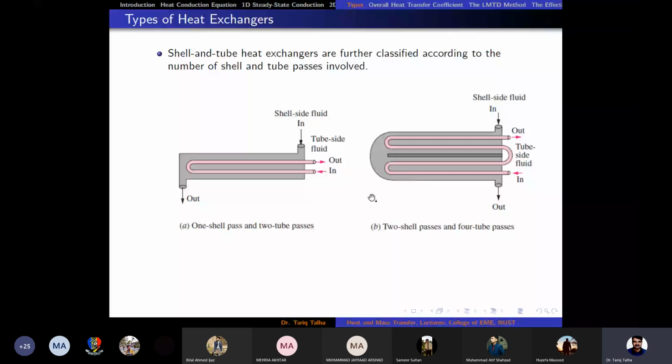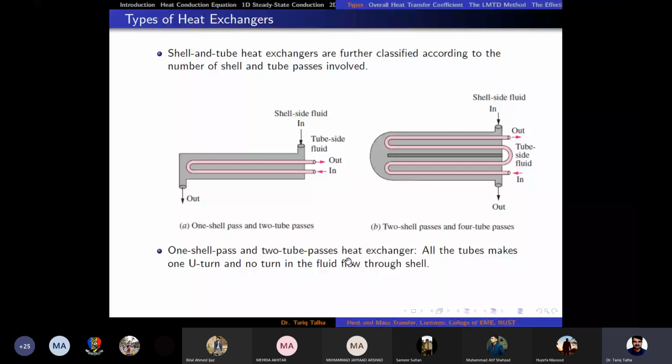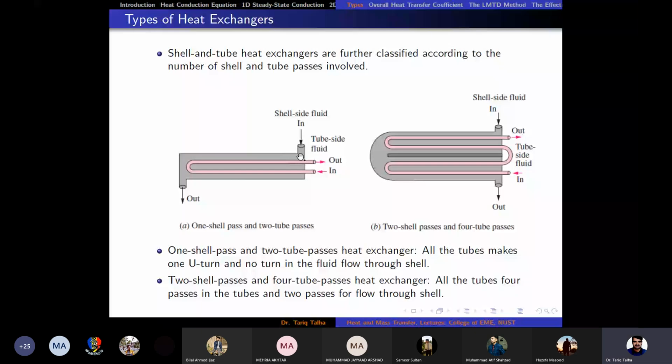So why do we need that? Because we need to calculate those heat transfer rates. In that, some correction factor is required for these multiple shell passes and tube passes. We would come to that in detail when we study the heat exchanger design analysis. So, one shell pass and two tube passes heat exchangers, which is kind of self-explanatory from this figure. We can see very clearly that in this case the shell pass is only one, but two tube passes, and in this case shell passes are two and tube passes are four.